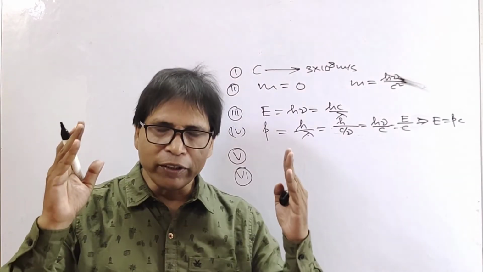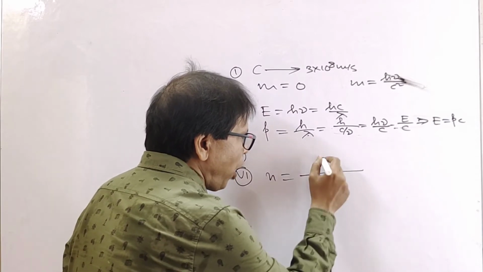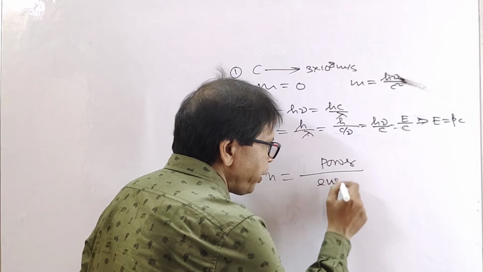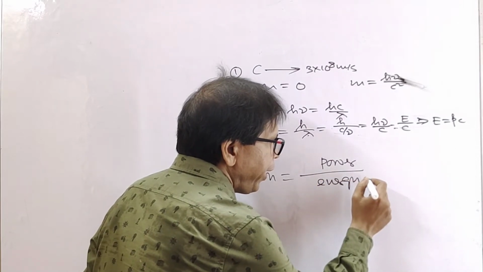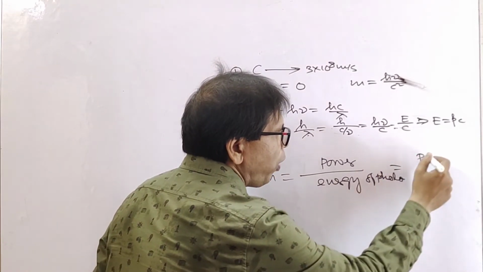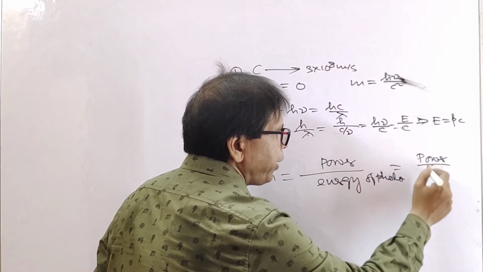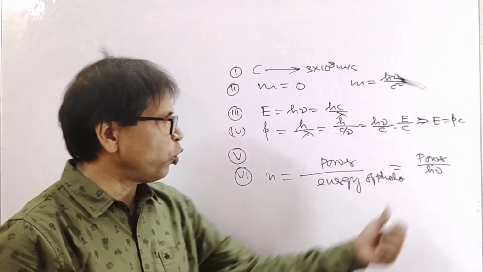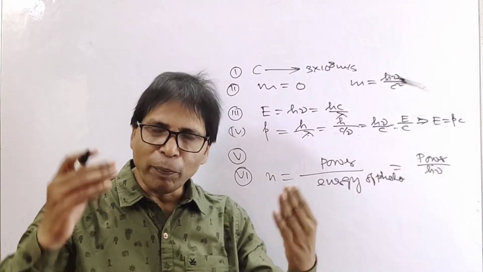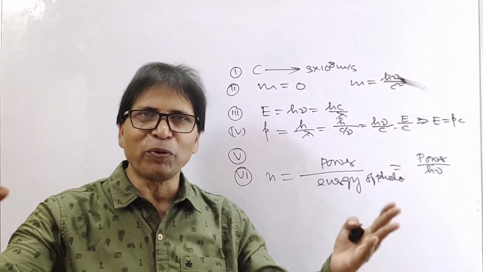Number 6. Now the rate of emission of photon is equal to power of the radiation divided by the energy of each photon. Energy of photon. Therefore, this is the power divided by h nu. Okay. So the greater the power of the radiation, the greater the rate of emission of photons.